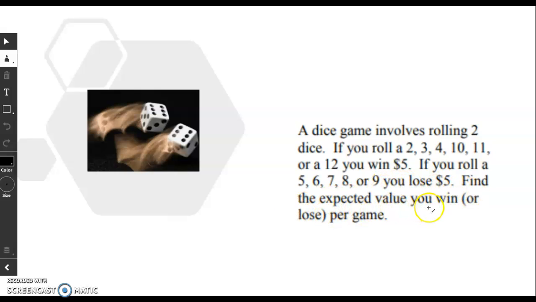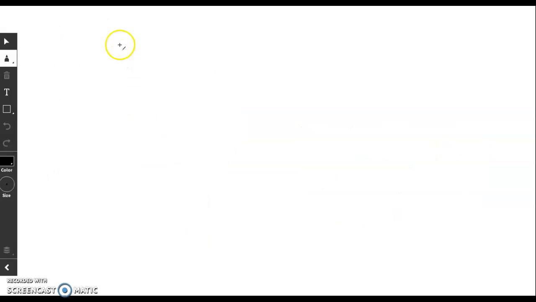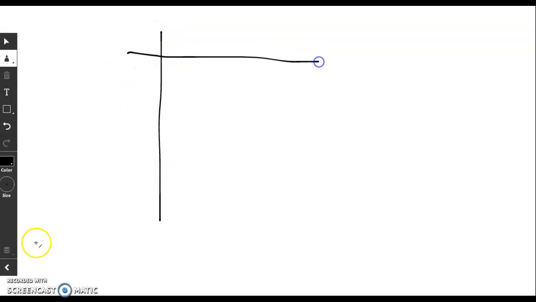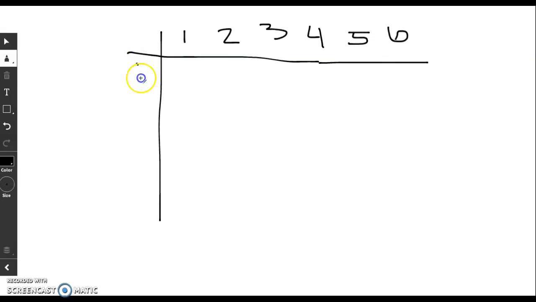Find the expected value you win or lose per game. For this one, I had to put an extra board out here because I needed more space to write. When I roll a die, I know that I have the numbers 1, 2, 3, 4, 5, and 6. And on the second die, I also have 1, 2, 3, 4, 5, and 6.